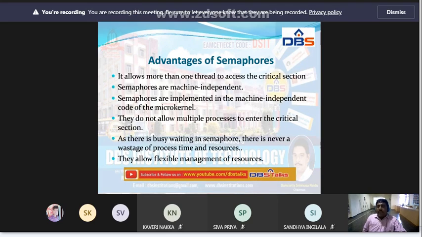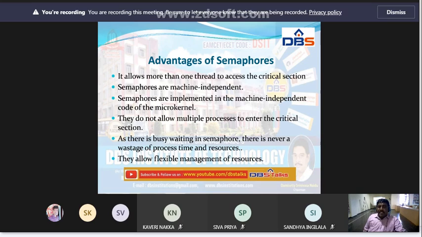Next, what are the various advantages of semaphores? First, it allows more than one thread to access the critical section. Next, semaphores are machine independent. Next, semaphores are implemented in the machine independent code of the microkernel. We are going to implement this in a microkernel structure also. Next, they do not allow multiple processes to enter into the critical section.